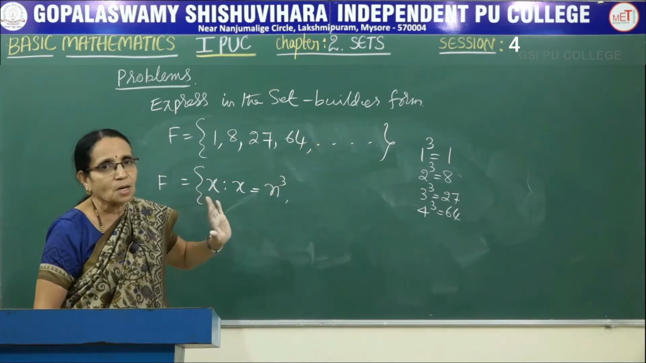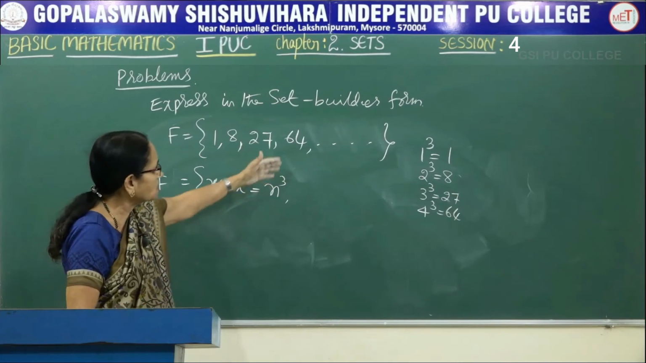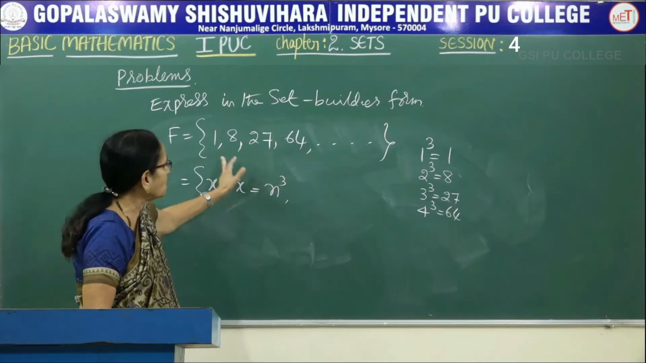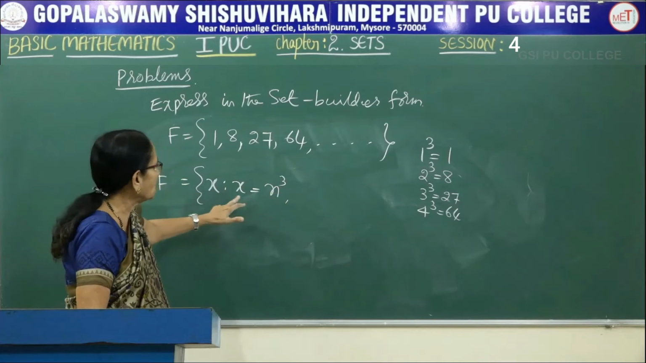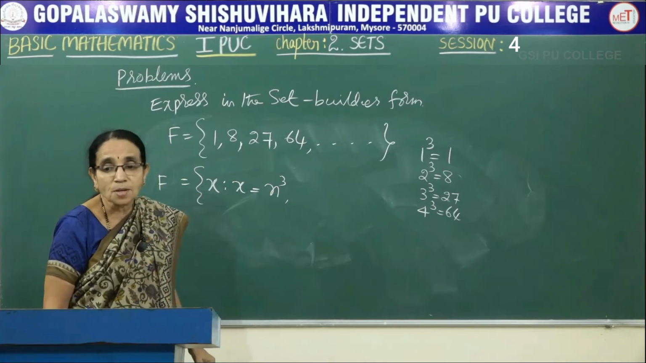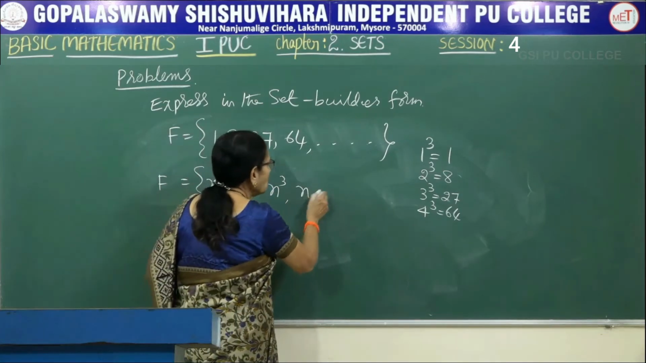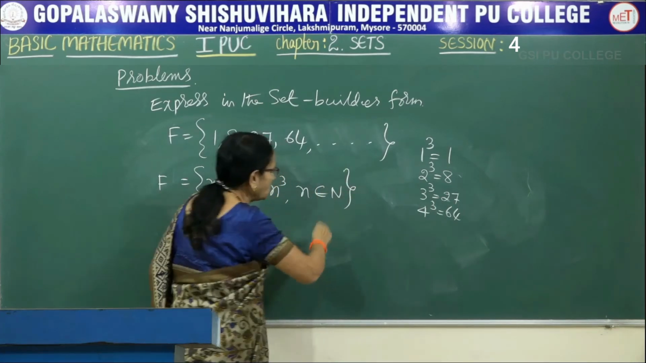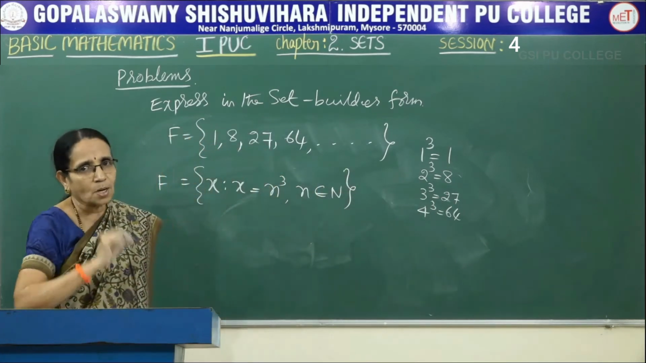I have not written the last element at all. So how do you write this one? The next number need not be written here. Looking at the numbers that have been given, x is equal to n cube. What is n? You have to write n belongs to N. Or you can write a sentence, n is a natural number.